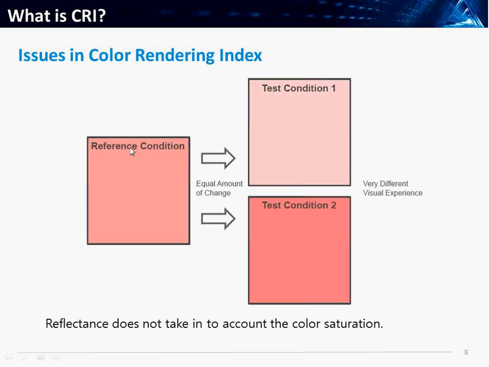But the problem with color rendering index is that it does not take into account color saturation. So here's an example where I have a reference swatch, and the 2 test conditions give the exact same reflectivity. But you look at those 2 and actually see a much bigger difference in the color. And it has to do with the fact that one of these is highly saturated and the other one is desaturated. But the reflectivity is the same at those levels. So we're missing part of the equation of how these colors are perceived, and it has to do with our inability to actually modify the saturation level of the color.